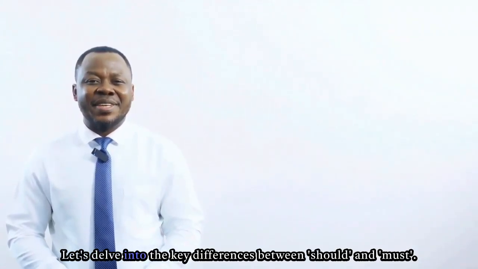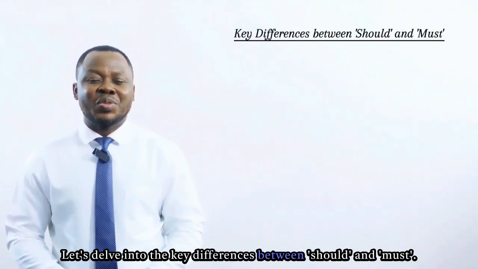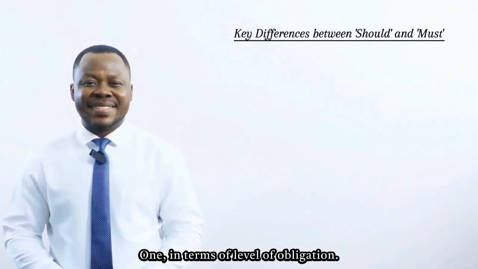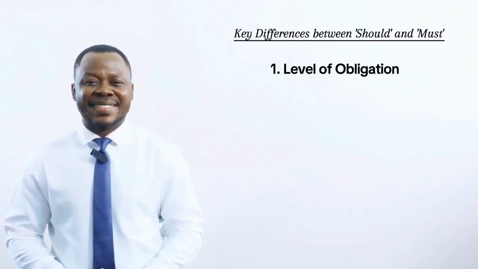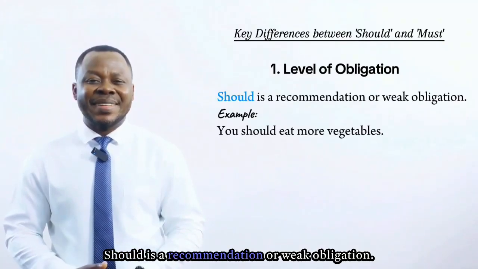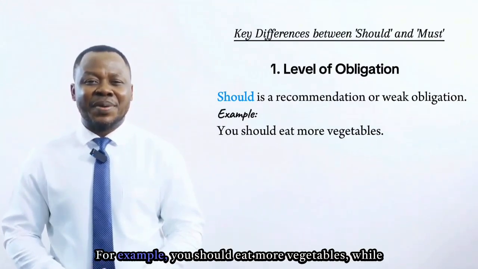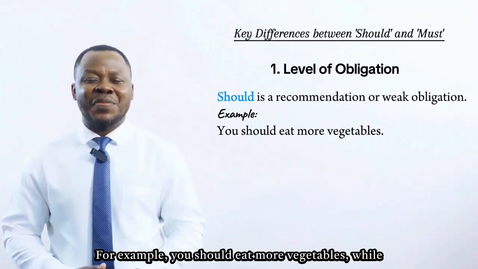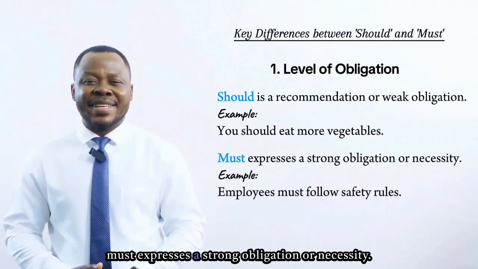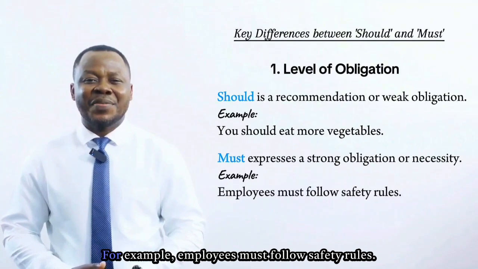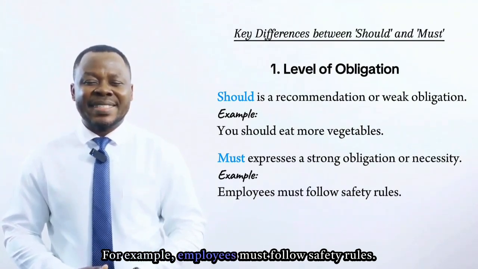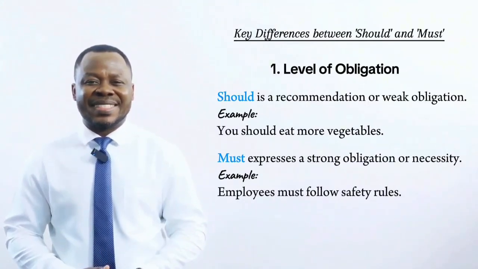Let's delve into the key differences between should and must. 1. In terms of level of obligation. Should is a recommendation or weak obligation. For example, you should eat more vegetables, while must expresses a strong obligation or necessity. For example, employees must follow safety rules.